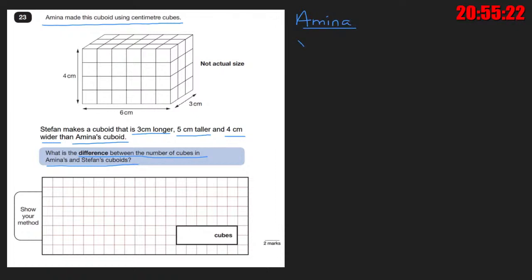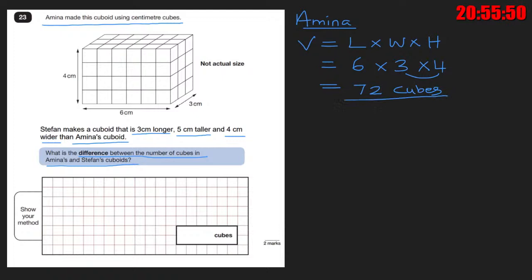So volume equals length times width times height, right? So length is going to be 6, width is going to be 3, careful, height is going to be 4. So 6 times, if you can, 4 times 3 is 12, 12 times 6 is 72 cubes.